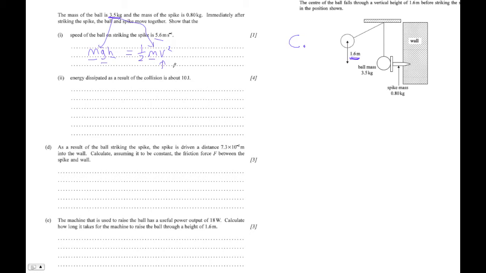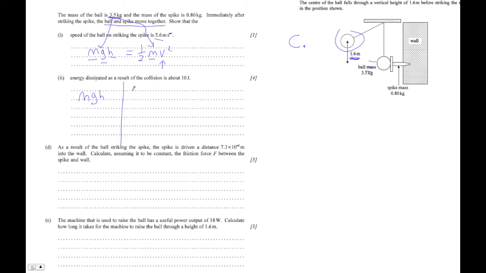Okay. Now, they say show that the energy dissipated as a result of the collision is about 10 joules, right? So you're going to compare the original mgh that the ball has, which, by the way, is the same as the kinetic energy it's got when it hits this point, to the kinetic energy of the ball and the spike. Now, notice that the ball and the spike move together. This means that the ball is made of clay or something, and it slams into that spike and they just stick together.